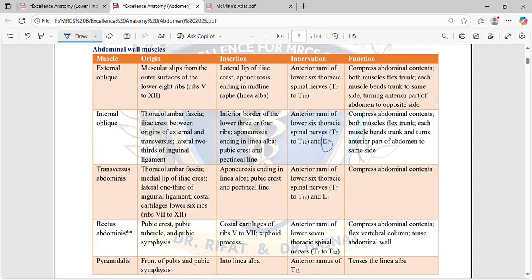Listen, the most important thing is the direction of the fibers. The external oblique fibers go downward, forward and medially. The internal oblique fibers go upward, forward and medially. And the transversus abdominis fibers are transverse. The nerve supply is the anterior rami of the lower 6 thoracic spinal nerves, same, and L1 as well. It mainly compresses the abdominal contents.